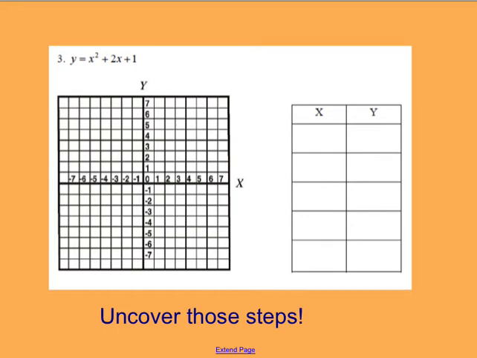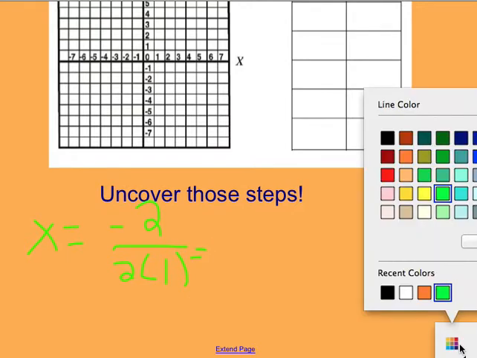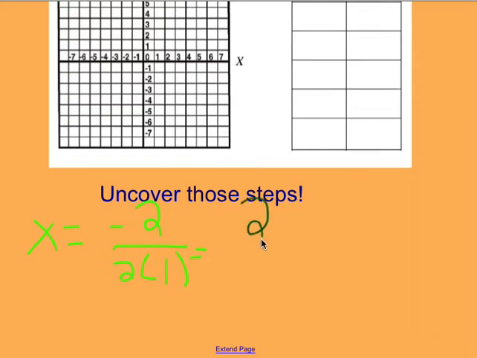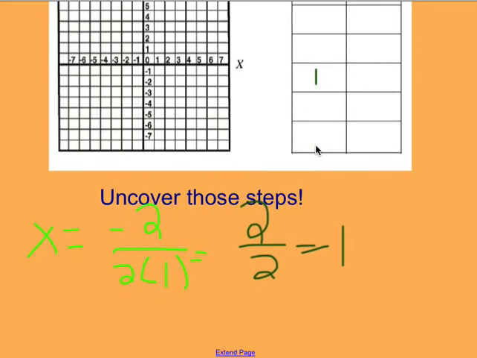So for number 3, first thing we're going to do is calculate our x coordinate of our vertex. So we're going to do the opposite of b over 2 times a. Now since there's no value with that a, it's going to be 1. So we have 2 divided by 2 times 1. Well, 2 times 1 is 2. 2 divided by 2 is just 1. So the x coordinate of my vertex is 1.